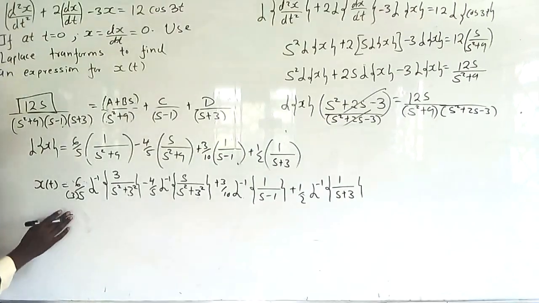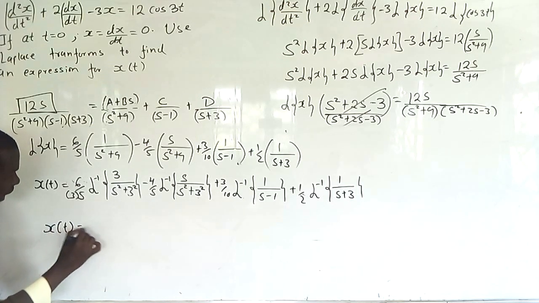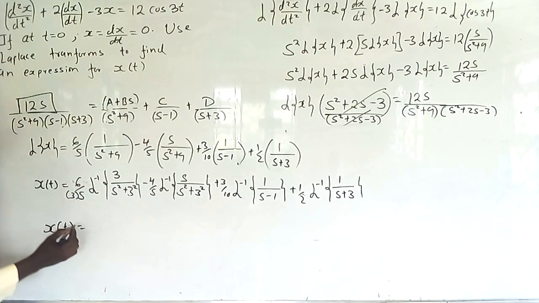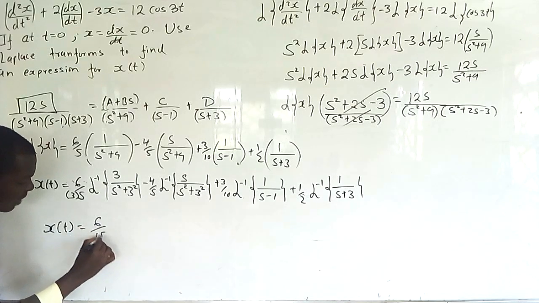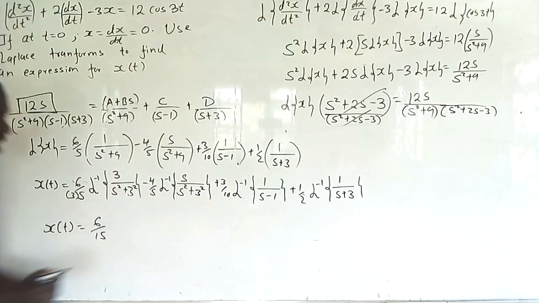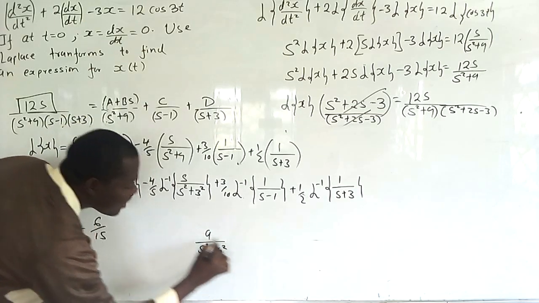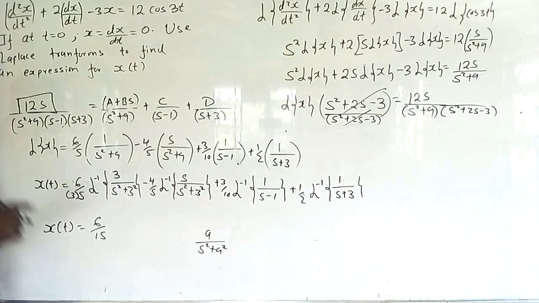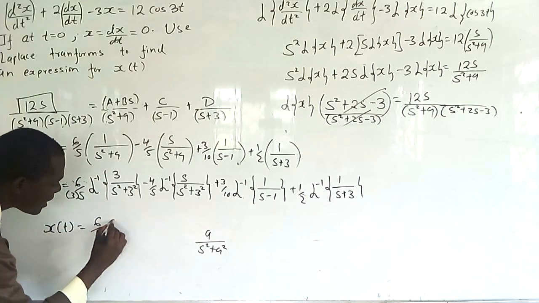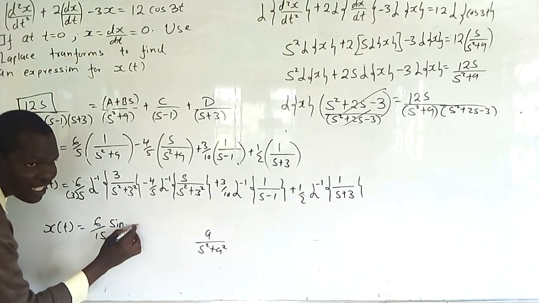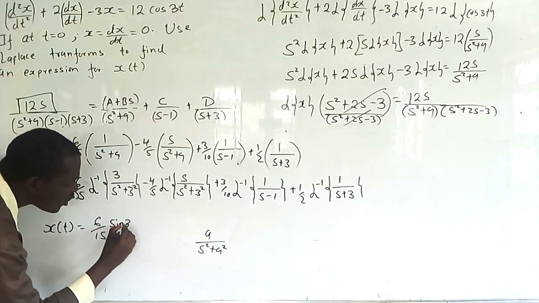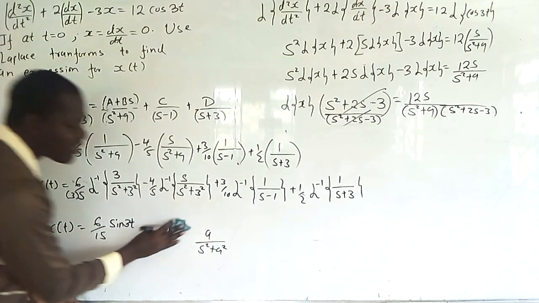So what is your now final answer? Your x of t. This is 3 times 5? 15. So you have 6 over 15. Then what do you have here? When you have a over s squared plus a squared, what is that? Go to the table. It is sine, isn't it? Sine at, and what is your a? 3. So it is sine 3t. You are done, isn't it?